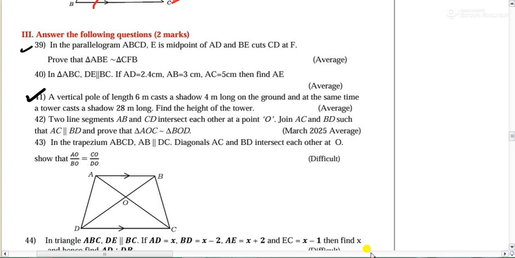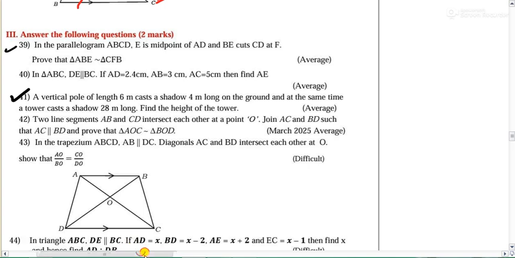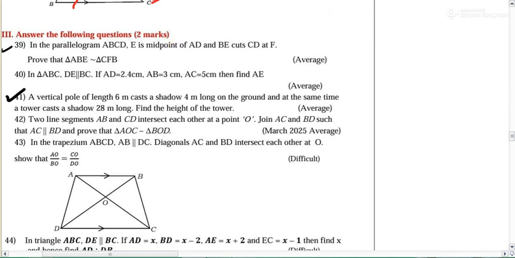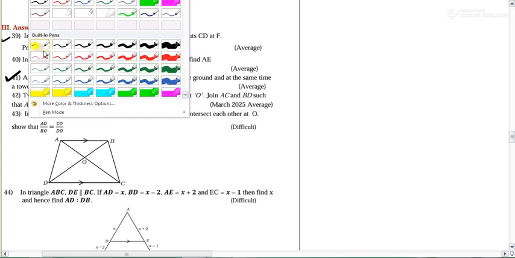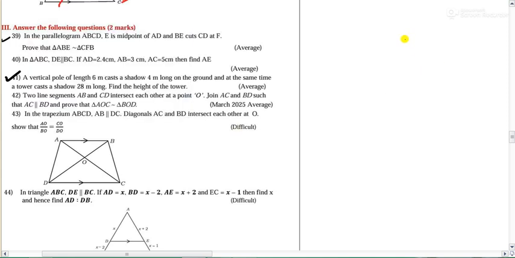Okay, everyone should take part. Now look at the third main section, the 2 mark section. So the first question is question number 39. In parallelogram ABCD, E is midpoint of AD and BE cuts CD at F. Prove that triangle ABE is similar to CFB. So they have not given any figure? If you draw a figure, you will get half marks in your exam. Unless you write the figure, you will not get marks. Figure should be written. So let me write it roughly.